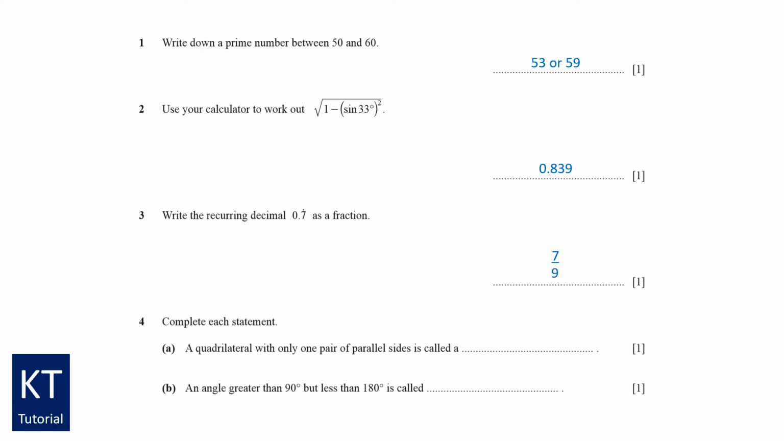Question 4. Complete each statement. A quadrilateral with only one pair of parallel sides is also called a trapezium. Question 4b. An angle greater than 90 degrees but less than 180 degrees is called an obtuse angle.